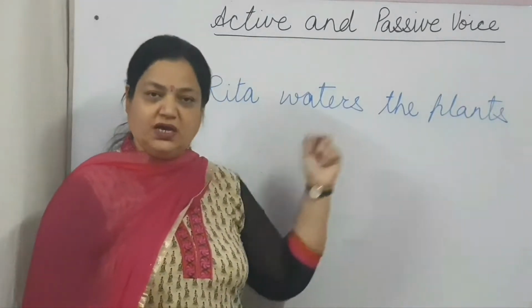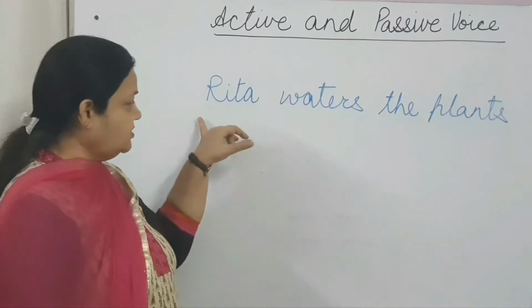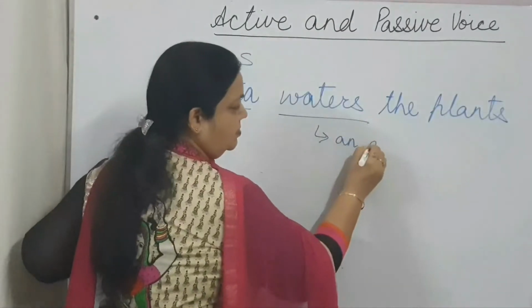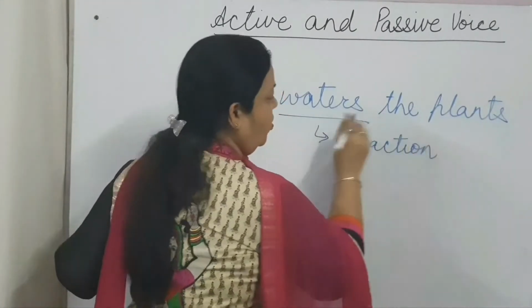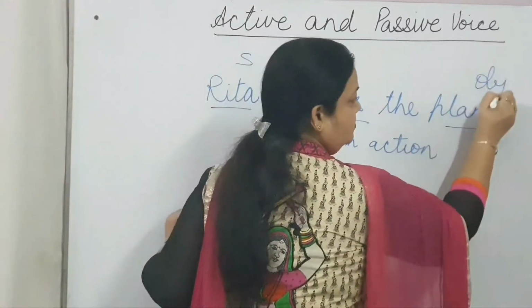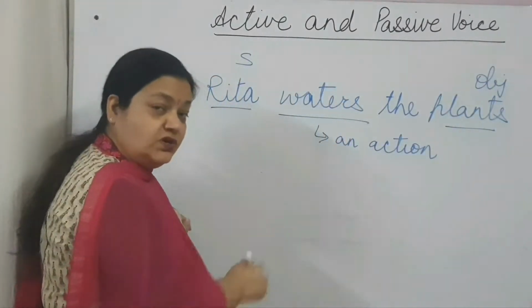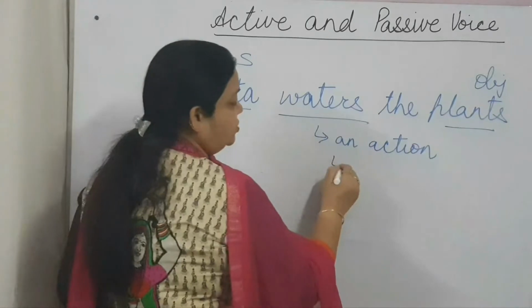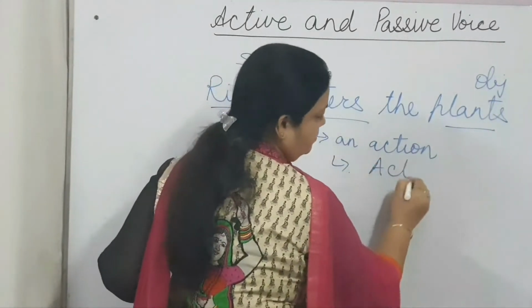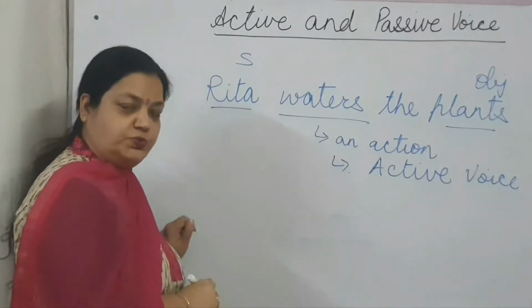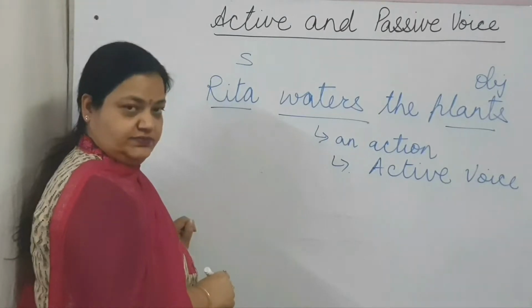Rita waters the plants. Now here the subject is Rita and she is performing an action of watering the plants, and the object is the receiver of the action done by Rita. So the verb is said to be in active voice.